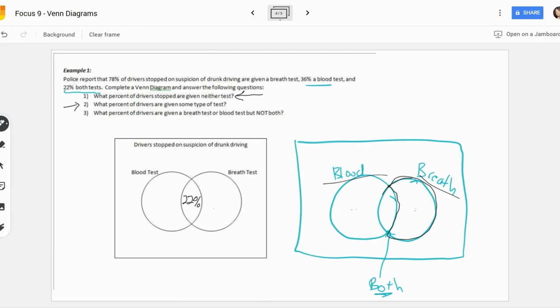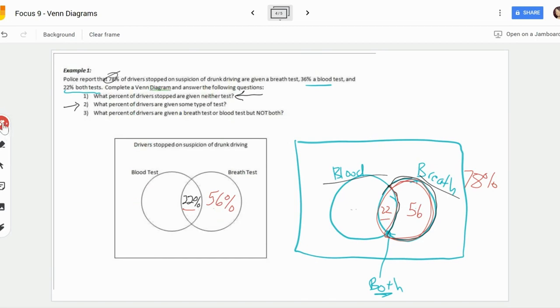We're just saying, well, I know that 78% of drivers stopped on suspicion of drunk driving are given a breath test. So since this whole circle of breath is 78, but I know that the both is 22, I should be able to just subtract the two to figure out what's in the remaining region of the breath test. Just this region, because 22 of it's right there already. So if you subtract them, you get 56. So then the breath test is 56%. And those are the people that are given a breath test and not a blood test.